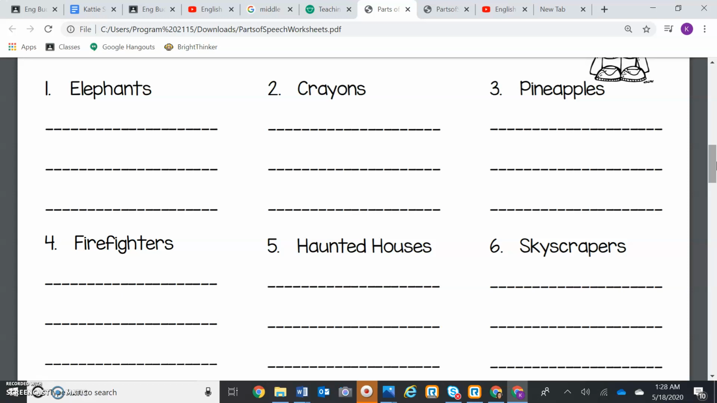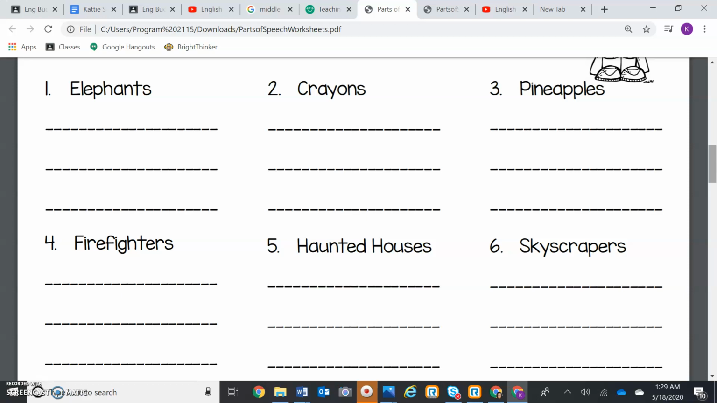Number 4, write down 3 things that describe firefighters. Strong, hardworking, risky, brave, sleepy. Anything that describes firefighters. And then let's move on to number 5. What describes haunted houses? Spooky, scary, old, noisy, creaky. I don't know, whatever else you can think of.